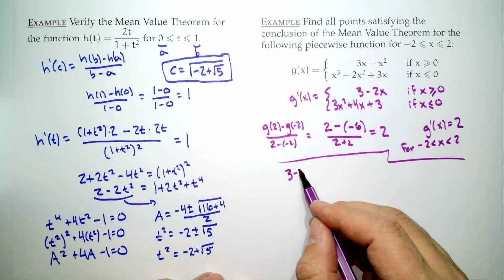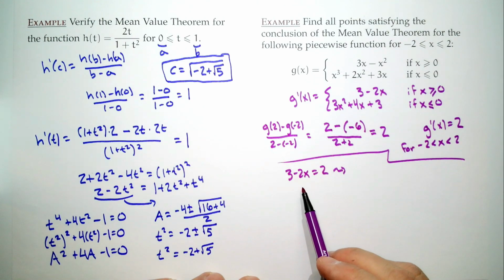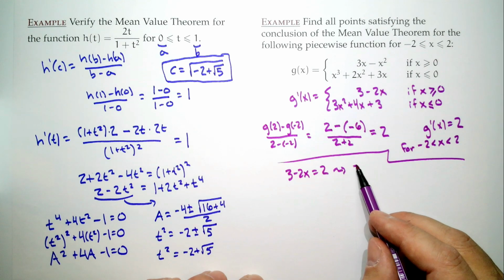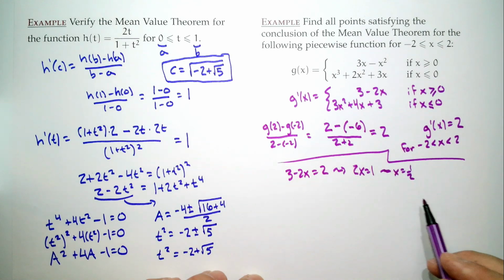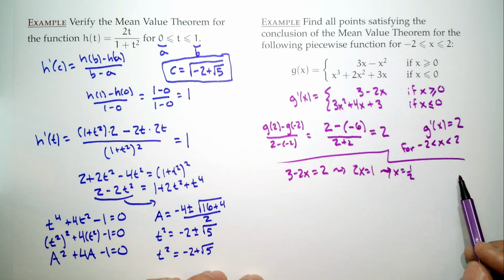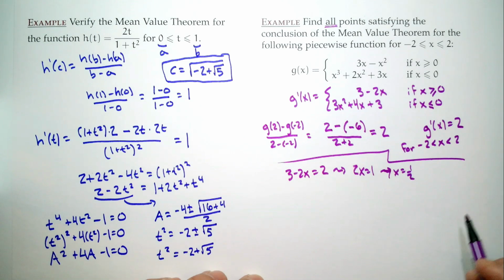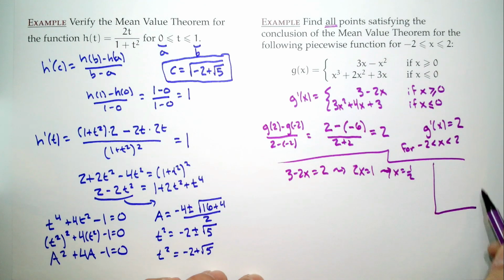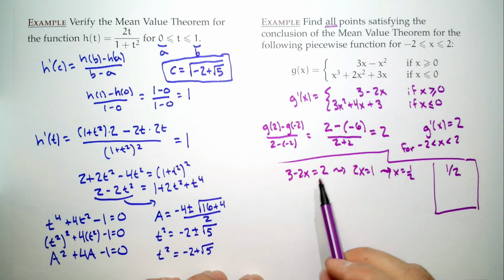So when does 3 minus 2x equal 2? We do a little bit of math. Well, that's what we do every day, a little bit of math. All right. 2x should equal 1, or x equals a half. Well, that looks good because a half is between negative 2 and 2. So 1/2 is one of our points. But remember, it didn't say find a point, it said find all points. So let's put our answer in a box. 1/2. Maybe there's more.